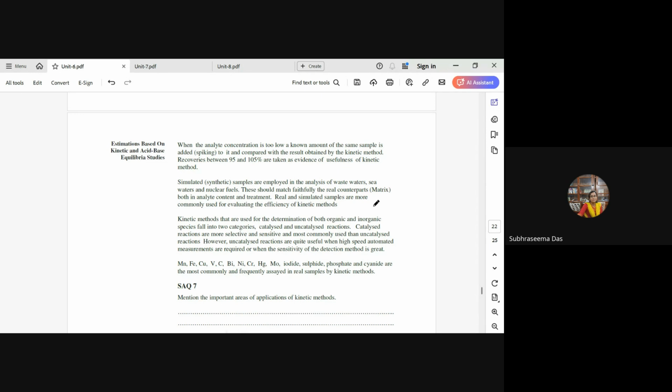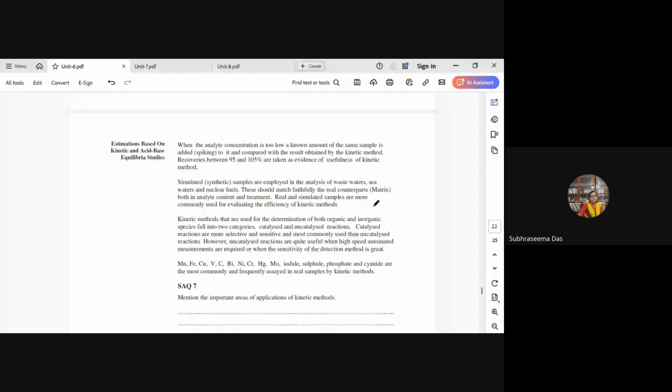Then simulated or synthetic samples are employed in the analysis of wastewaters, seawaters, and nuclear fuels. These should match faithfully the real counterparts, both in analyte content and treatment. The real and simulated samples are more commonly used for evaluating the efficiency of kinetic methods. Kinetic methods used for the determination of both organic and inorganic species fall into two categories, that is, catalyzed and uncatalyzed reactions. The catalyzed reactions are more selective and sensitive and more commonly used than the uncatalyzed reactions.